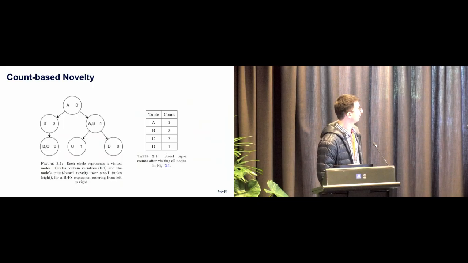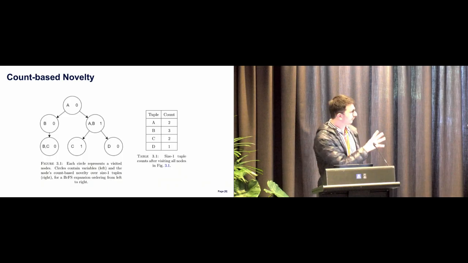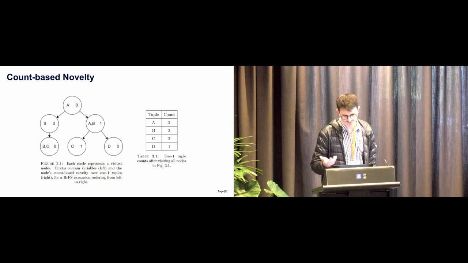Looking at this example now, for the first 2 states the count-based novelty is 0 because it's the first time we see A and B. Then for the third state, we have seen both A and B once already, so the count-based novelty is 1. For BC, we have C that we have never seen before, so count-based novelty is 0, but then we see C again, so count-based novelty is 1, and D. At the end of all of this, we have the table on the right, which represents the counts of these facts. So it's quite straightforward.